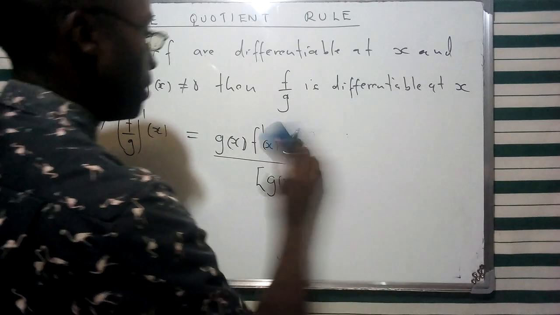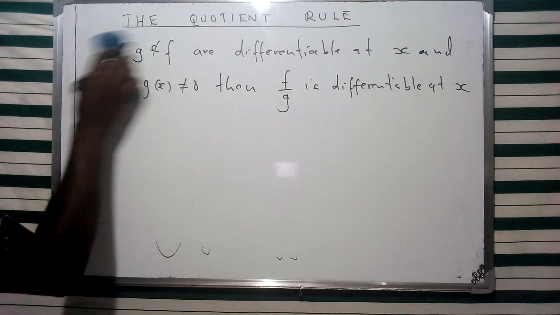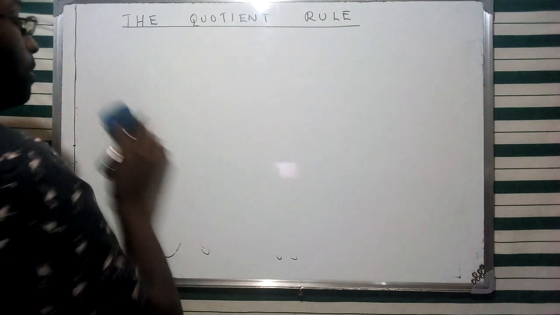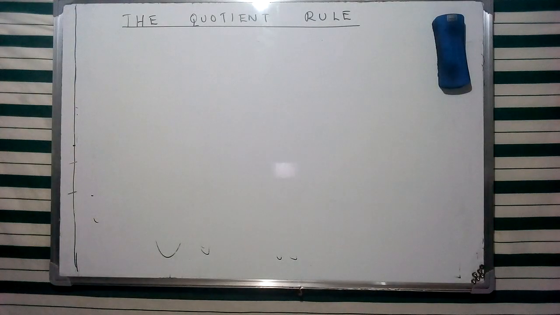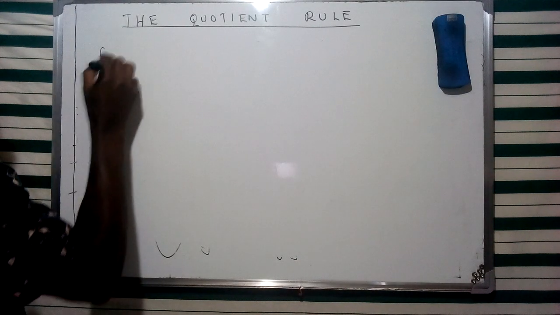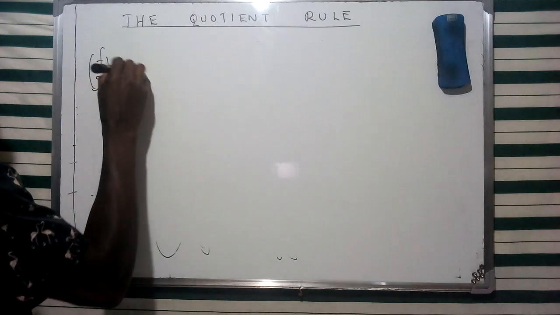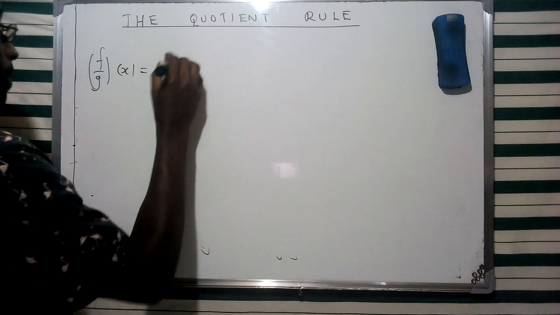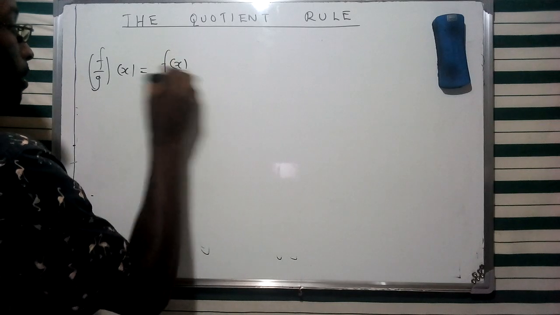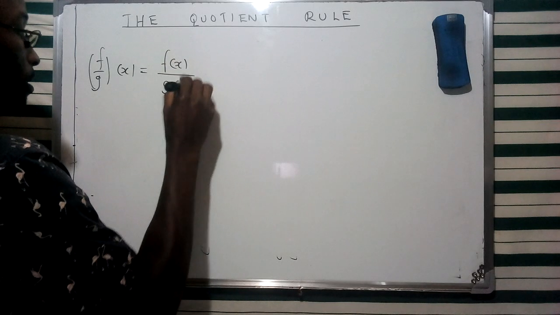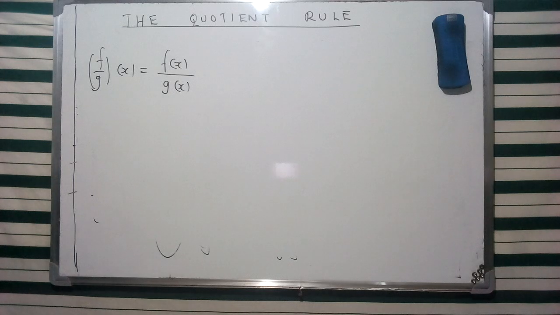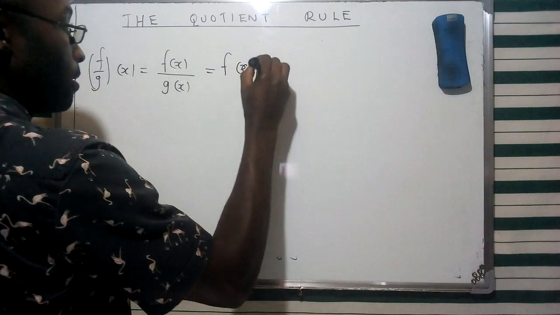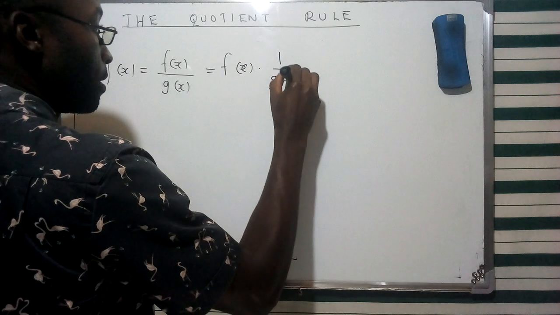So let's check whether this basically is the rule. We're going to consider the general case whereby we have (f over g) as a function of x, given as such. And this, as I said, can be given in terms of the two functions f and g of x. So this can be expressed as well as f(x) times 1 over g(x), given as such.